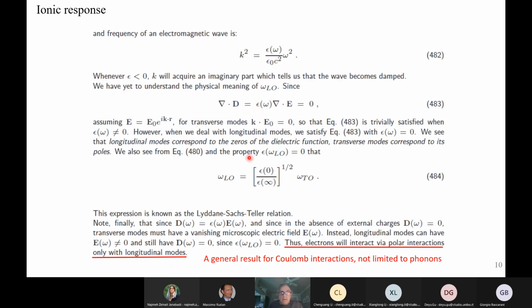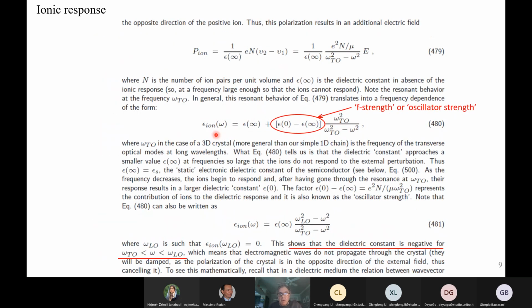This is regarding the simple model for the ionic response. So remember, we can write the dielectric function due to the ionic response as the dielectric function that you have at a frequency much larger than the frequency of the phonons. Infinity here means much bigger than omega TO. And then there is a step as you go down in frequency, with an up and down step, in which the dielectric function increases because now the ions in the crystal polarize.